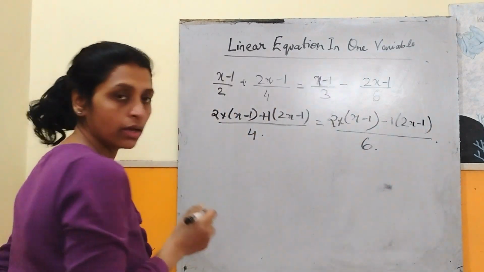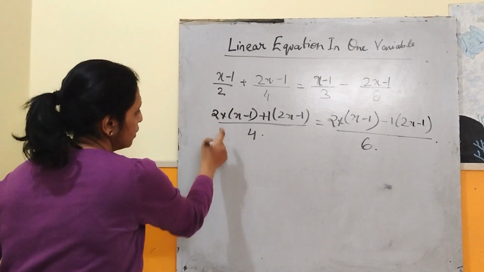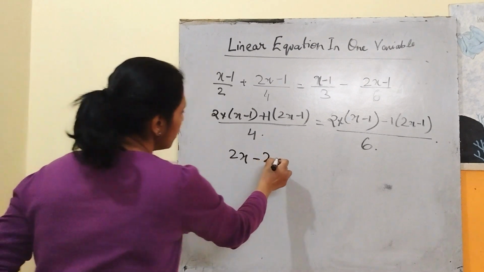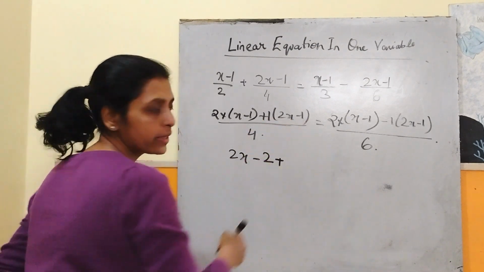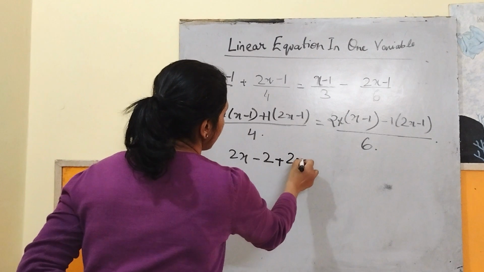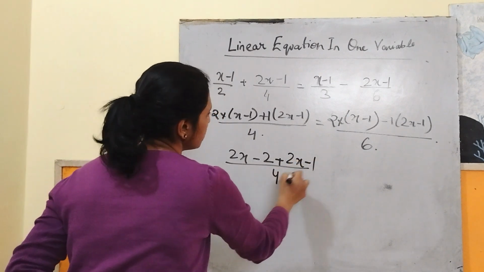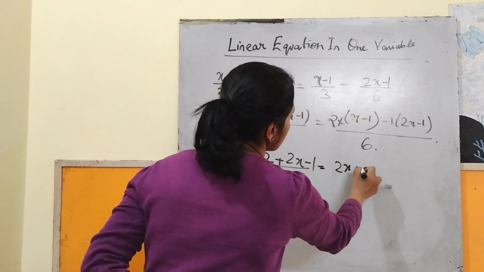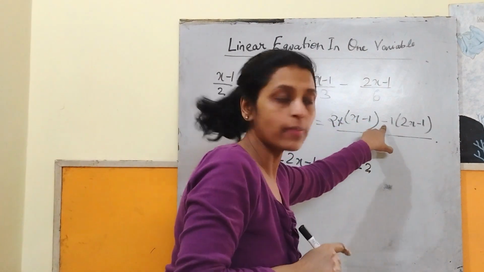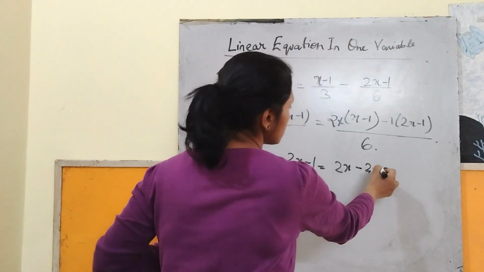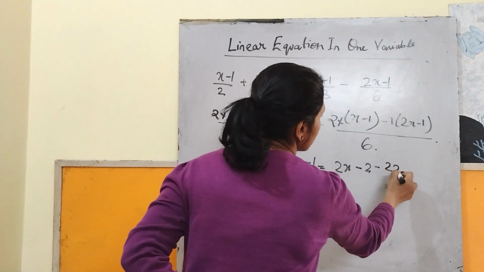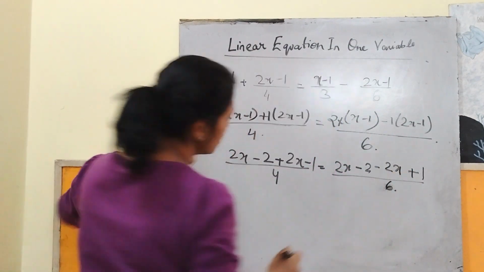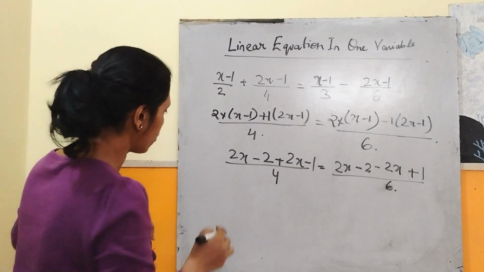Now solve this. 2 into x is 2x, minus 2 ones are 2, plus 1 is multiplied inside the bracket, so it will be 2x minus 1 as it is. Equals 2 will be multiplied here also, so it will be 2x minus 2. Now here it is minus 1, so when the bracket opens, minus 1 into 2x will be minus 2x, and minus minus will become plus 1, upon 6. Try to reduce this equation to the simpler form.